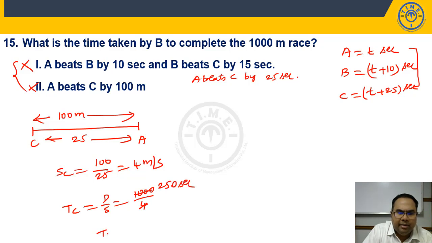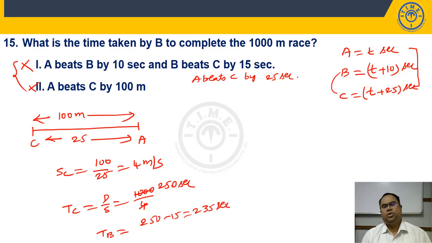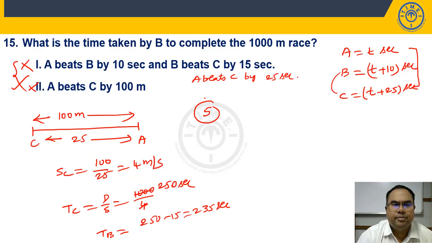Then what is the time taken by B? B reaches 15 seconds before. What is the gap between B and C? 15 seconds. So 250 minus 15, 235 seconds. Time taken by C is 250 seconds. Then time taken by B will be 15 seconds before he will reach. So 250 minus 15, it will be 230 seconds. Combining both the statements, we can answer choice 5.